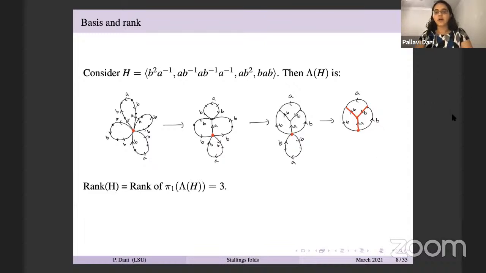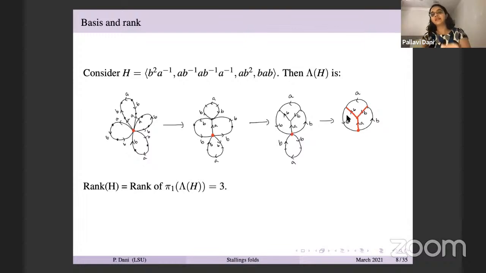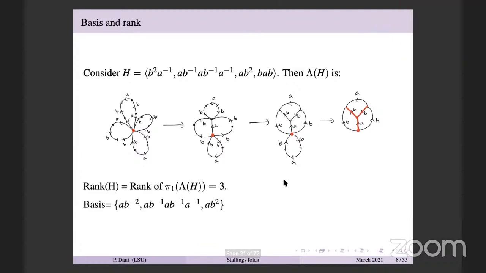Okay. And so the point is that when you get to the end here, this is a graph, which means its fundamental group is a free group. And this labeling gives you a map of its fundamental group into the free group, which is an isomorphism onto H. And so that enables you to not only detect the rank, but also pick a basis.